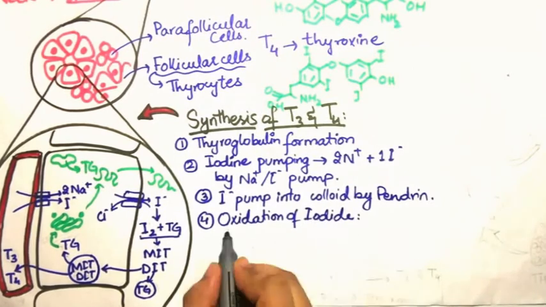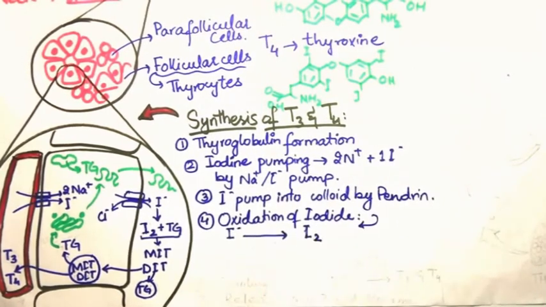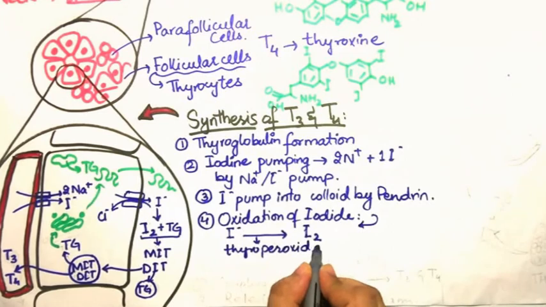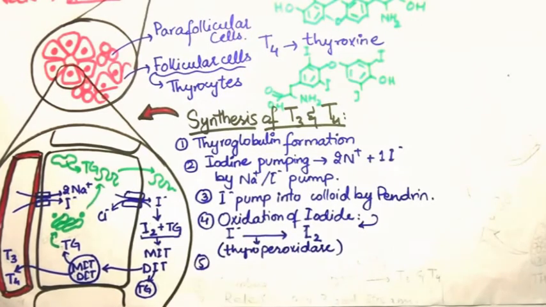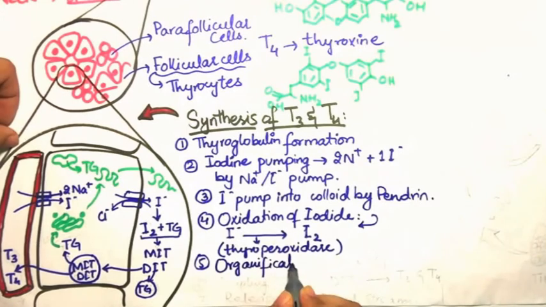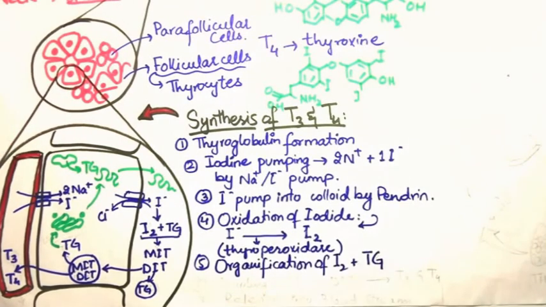The third step will be iodine pumped into the colloid by pendrin, through which the chloride will be exchanged into the cells. The fourth step is the oxidation of iodide. The iodide is being converted into iodine by the enzyme thyroperoxidase, which is present in the colloid. The fifth step is the organification of the iodine with TGs, which are present in the colloid.